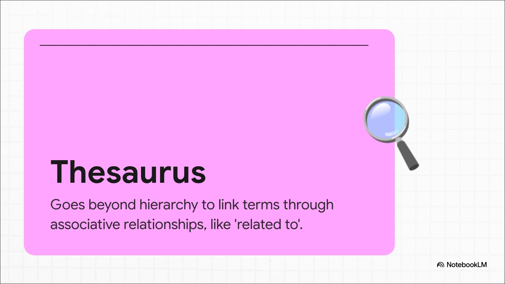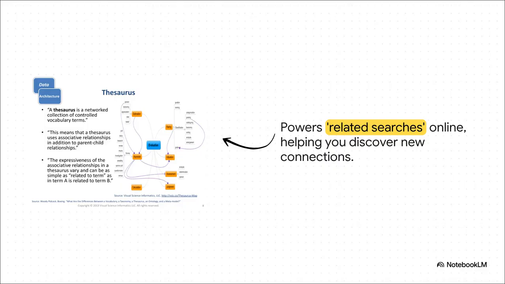It takes a taxonomy and then adds another layer, these associative relationships. So it doesn't just link parent to child, it connects ideas that are related to each other, creating this rich, powerful network of connections. This is the magic behind those related searches you see on Google. The system is using a thesaurus in the background to guess what else you might be interested in. It helps you discover connections between topics you never even thought to look for. It's an incredible tool for discovery.